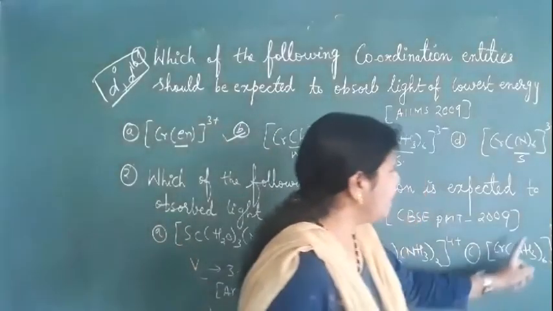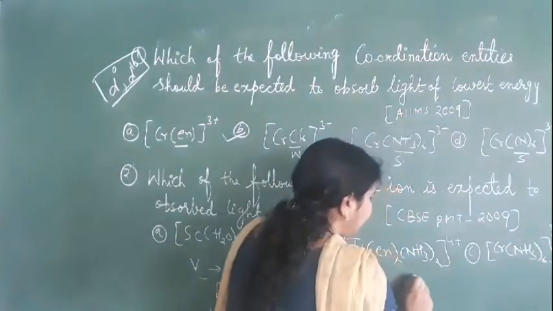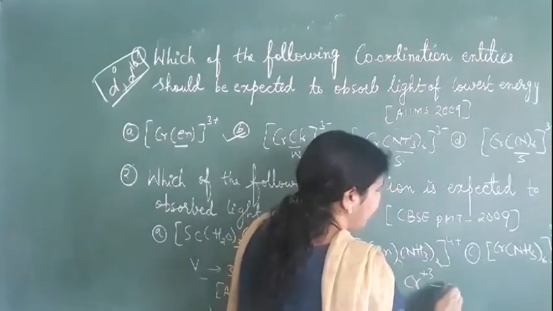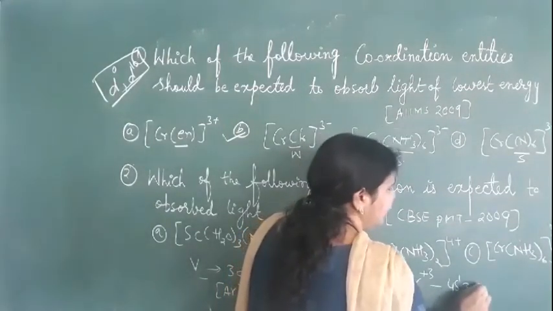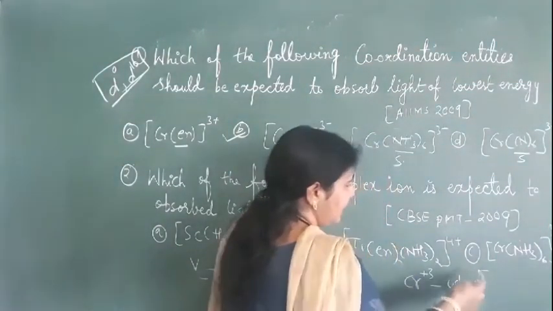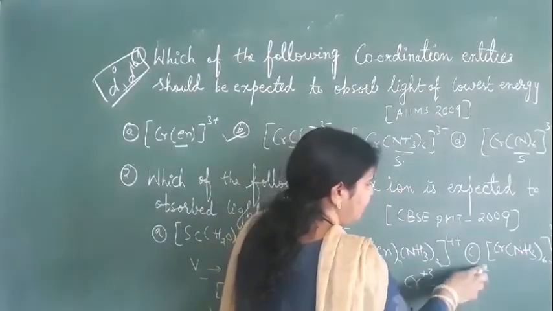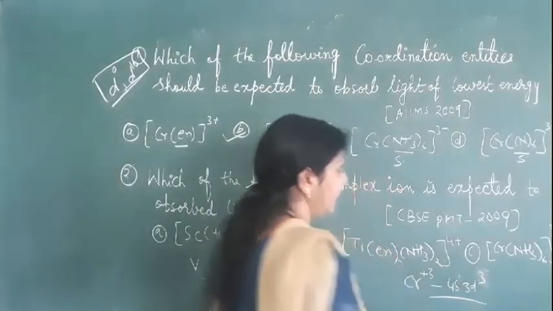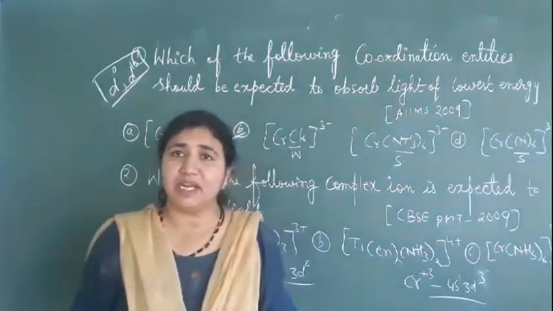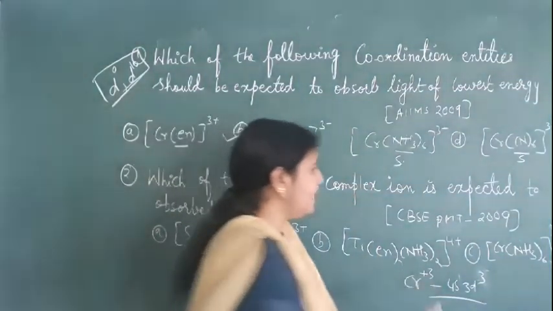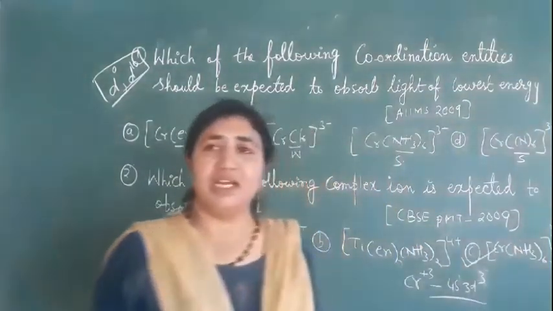Next we have chromium plus 3. Chromium atomic number is 24, electronic configuration 4s1 3d5. Three electrons are removed, 1 electron from 4s and 2 electrons from 3d. So it is 3d3, and 3d3 means 3 unpaired electrons are there. So this complex will absorb light.